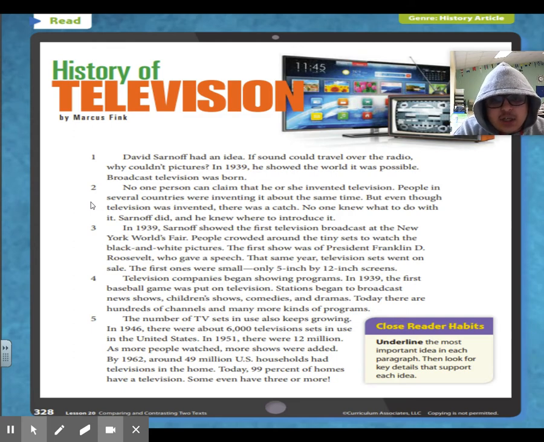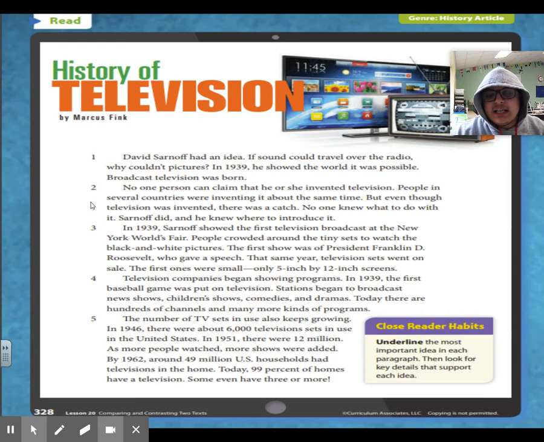Television companies began showing programs. In 1939, the first baseball game was put on television. Stations began to broadcast news shows, children's shows, comedies, and dramas. Today, there are hundreds of channels and many more kinds of programs. The number of TV sets in use also keeps growing.